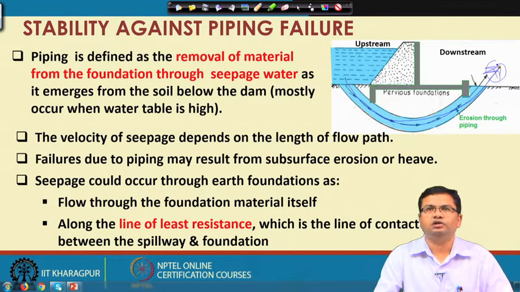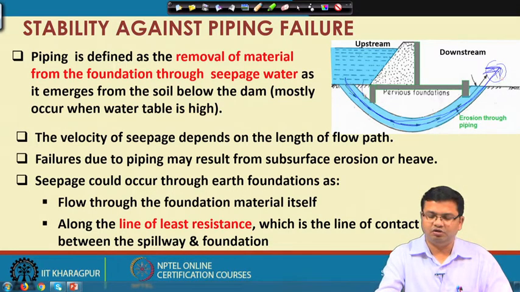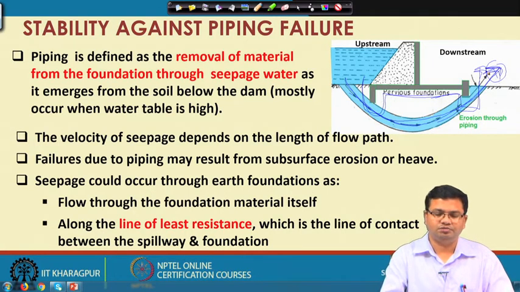You might have studied already what the quicksand condition is. The seepage could occur through earth foundations as flow through the foundation material itself. It can flow directly through this foundation material as shown in this figure, or along the line of least resistance, which is the line of contact between the spillway and foundation. That means this seepage may occur also along this contact surface as I am showing in this diagram. It will pass through this line, and this is called the line of creep, as we have studied in the previous slides.